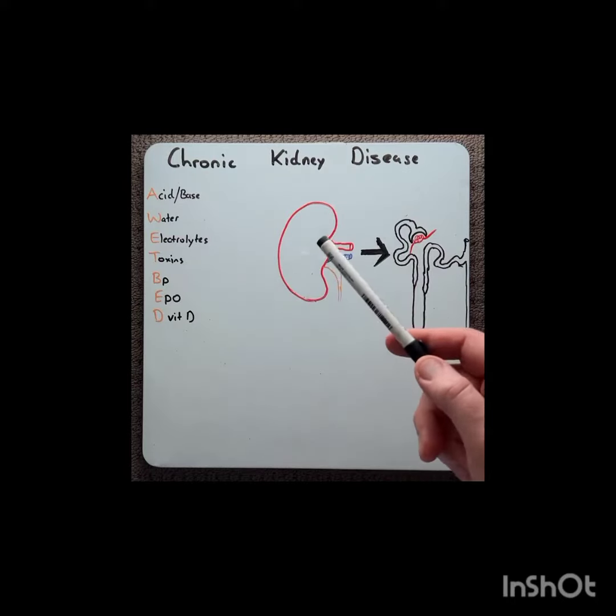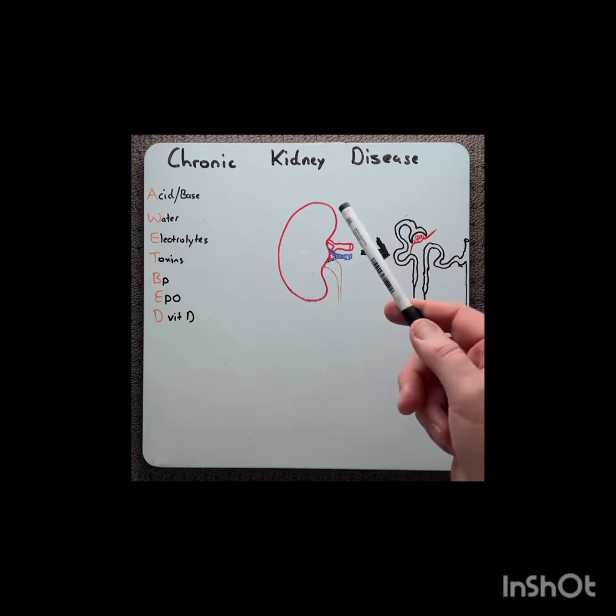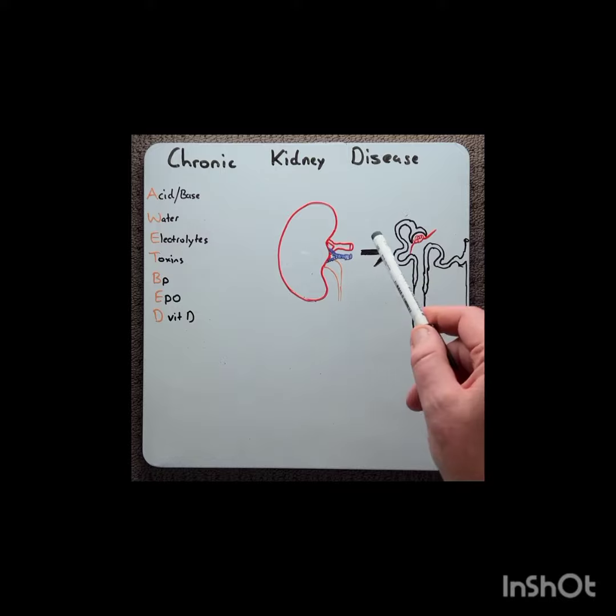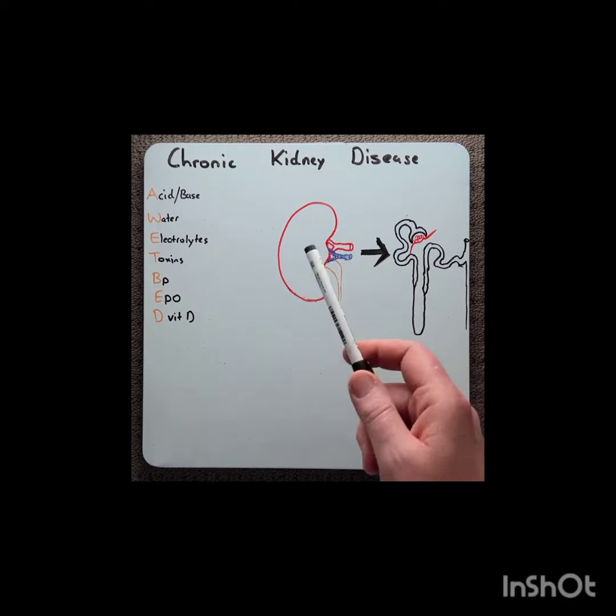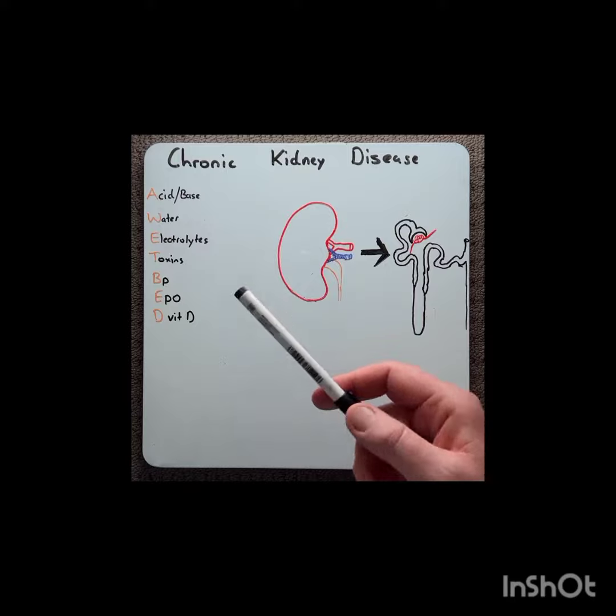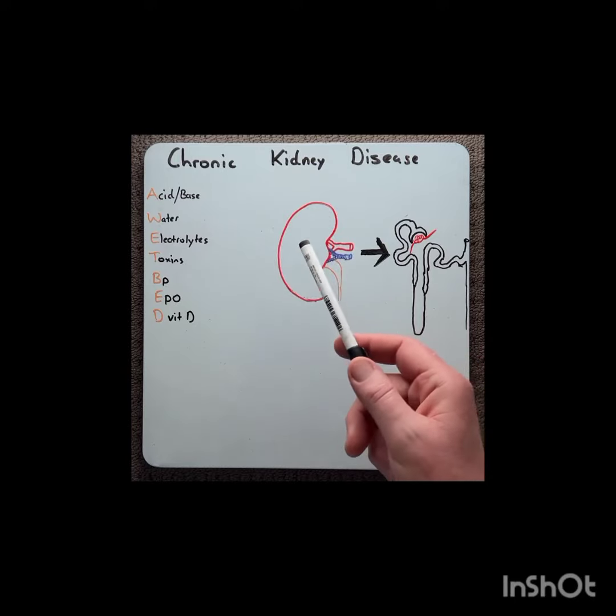Chronic kidney disease, also known as chronic kidney failure, involves the gradual loss of kidney function. Therefore, the loss of nephrons means the loss of kidney functions. But before we continue with chronic kidney disease, let's quickly refresh our knowledge on what the kidneys actually do.